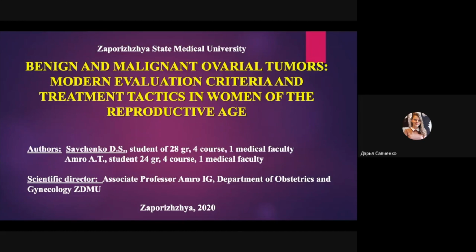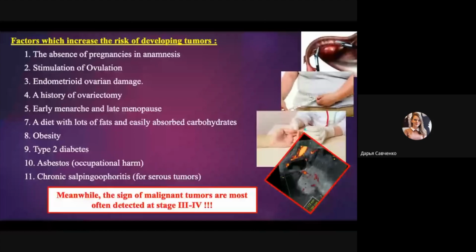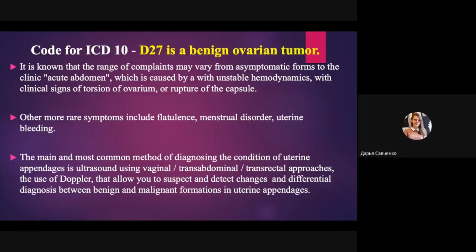In recent years, the incidence of ovarian neoplasms has increased, especially in young age. As a result, the number of diseases of the reproductive system is increasing. Factors which increase the risk of developing tumors: the absence of pregnancies in anamnesis, stimulation of ovulation, endometrioid ovarian damage, a history of ovariectomy, and others. Mainly, malignant tumors are most often detected at stages 3 and 4. Code for ICD-10 is D27, a benign ovarian tumor.